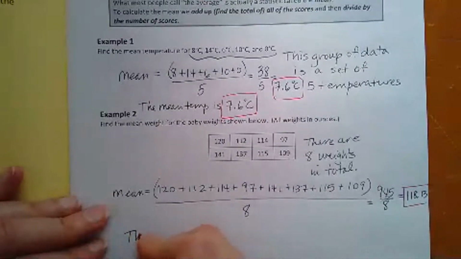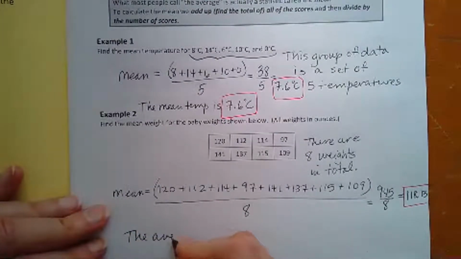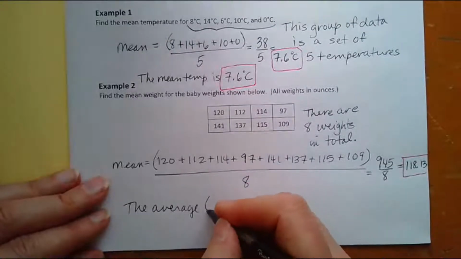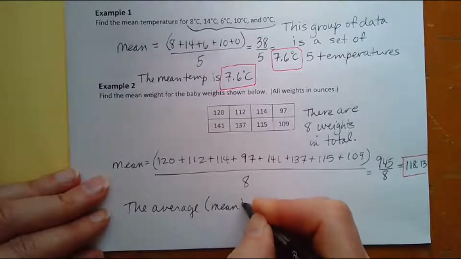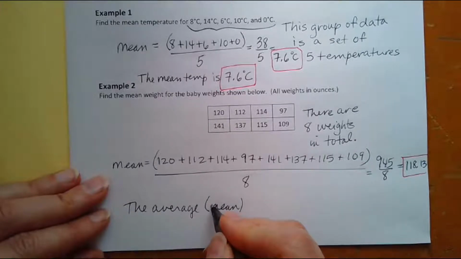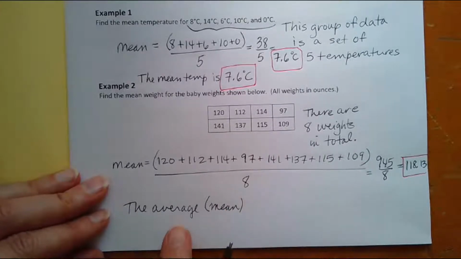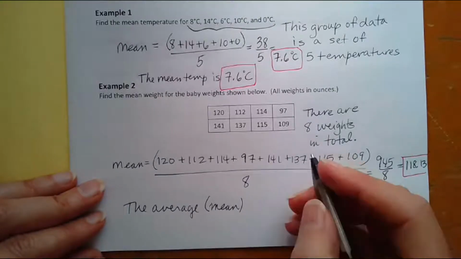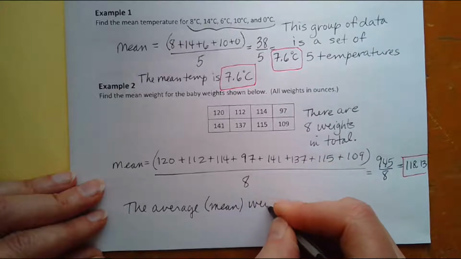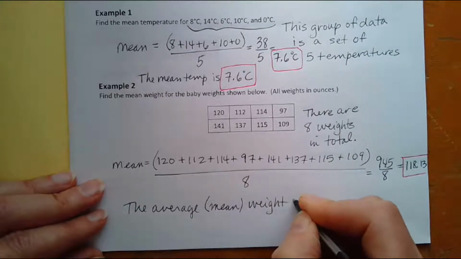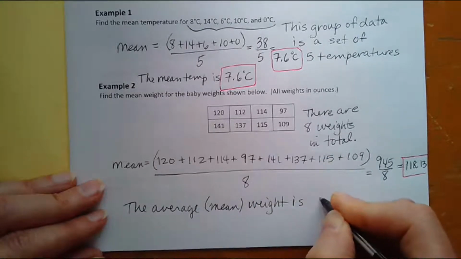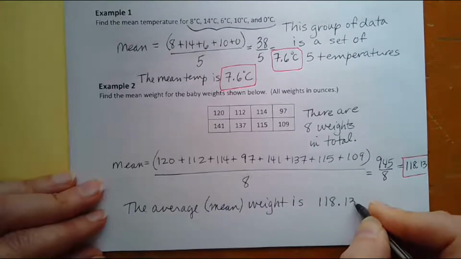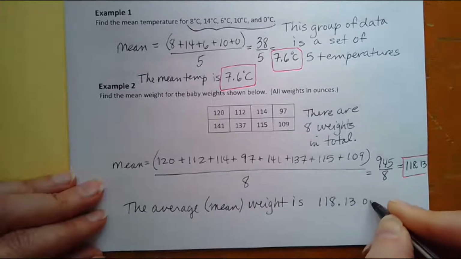So the average or mean, these two words mean the same. So you'll see throughout this unit that we jump back and forth between these words, but remember that they mean the same thing. The average or mean weight is 118.13, and they said it was ounces.